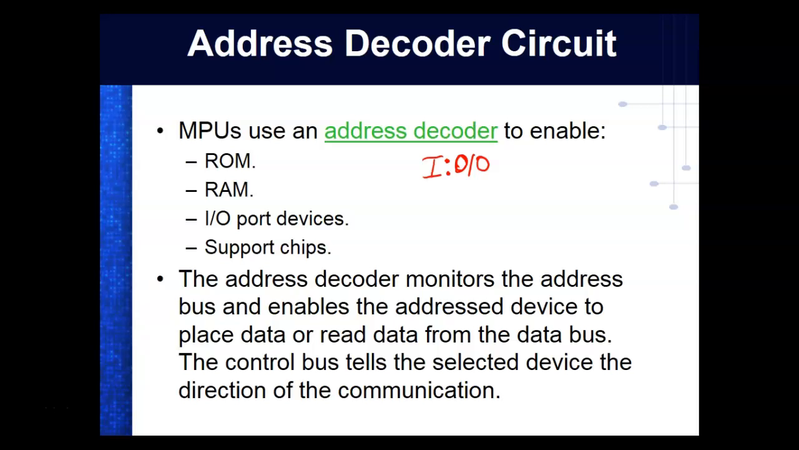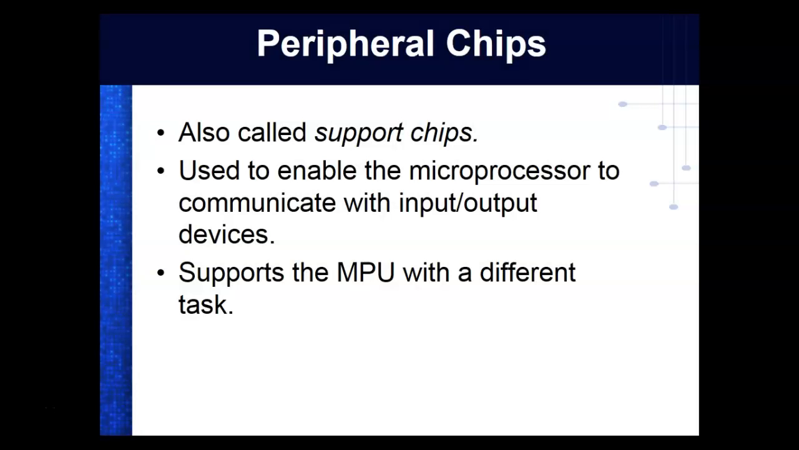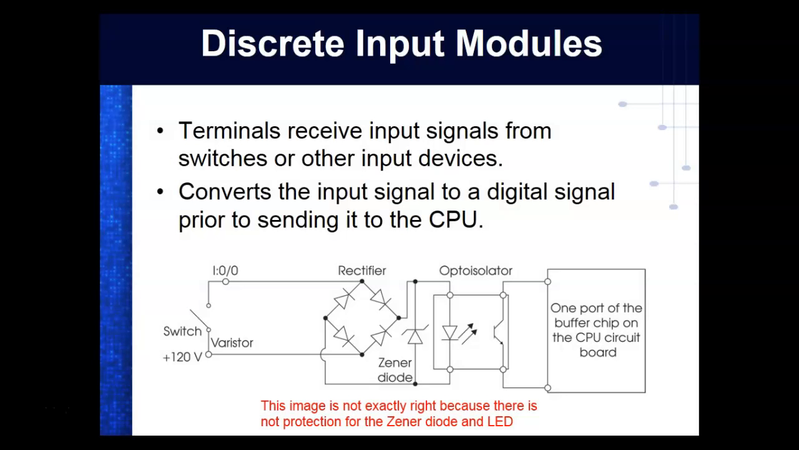The address decoder monitors the address bus and enables the addressed device to place data on or read data from the data bus, and the control bus tells it what to do. Support chips, also called peripheral chips, are used to enable the processor to communicate with input-output devices. So this is something you all probably won't need to know in this class.